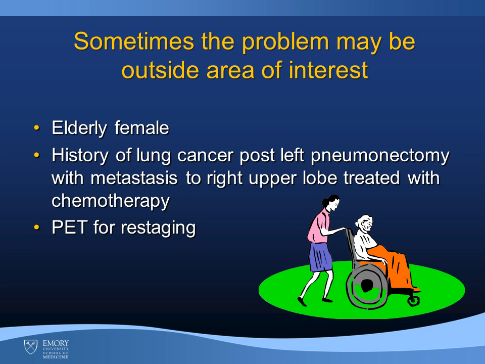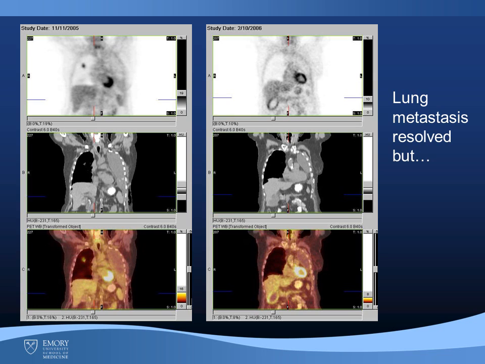And remember that sometimes the problem may be outside your area of interest. This is a case of an elderly female who has a history of lung cancer post-left pneumonectomy, with metastasis to the right upper lobe, treated with chemotherapy, and a PET was ordered for restaging. On the older PET, we could see the metastasis. This resolved on the newer PET.